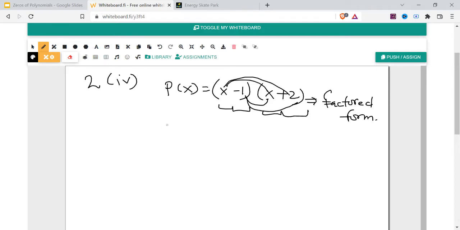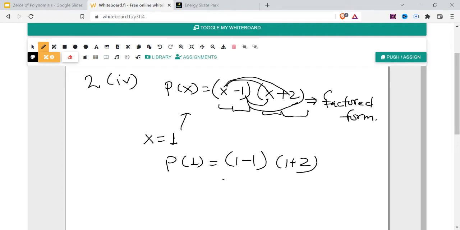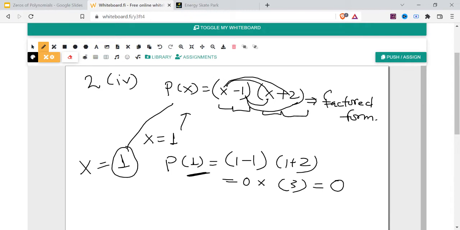Now, a very simple observation is this. If I put x equals 1 in the above equation, then p of 1 will be (1 minus 1) into (1 plus 2). Now this will be 0, and 0 into any term, that is 3, will be 0. So tell me, this x equals 1 is what? Think for a second. Pause the video. This x equals 1 is making this polynomial p(x) result in a value 0.